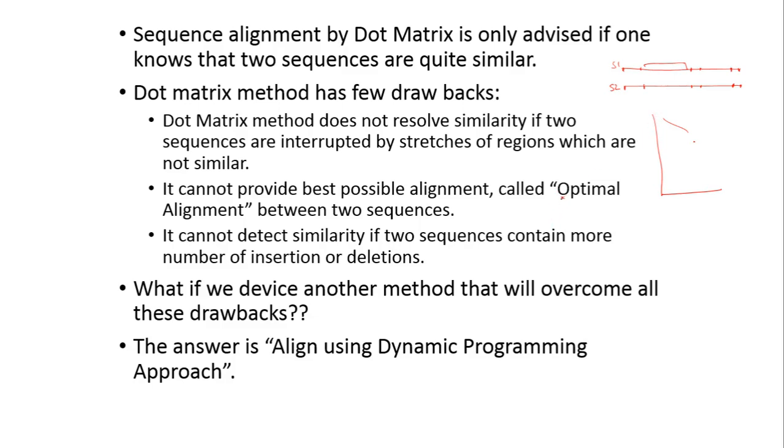As we have already discussed, it cannot state which one is the optimal alignment. Third, if the two sequences contain a lot of insertions and deletions, your diagonals would be broken into so many pieces that it would be very difficult for you to figure out that this much is the region of similarity between sequence 1 and sequence 2. It cannot detect similarity if the two sequences contain a large number of insertions and deletions. The diagonals would split into many different small fragments, and it would become difficult for you to realize which region is similar. So now the objective is to devise another method that will overcome all of these drawbacks.